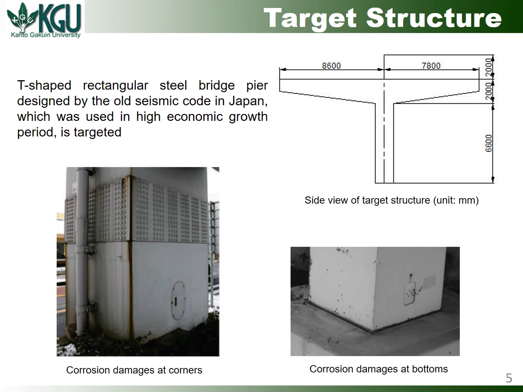The bottom two figures show the corrosion damages in the steel bridge piers. The left one shows the corrosion damages at the corners, and the right one shows the corrosion damages at the bottoms.